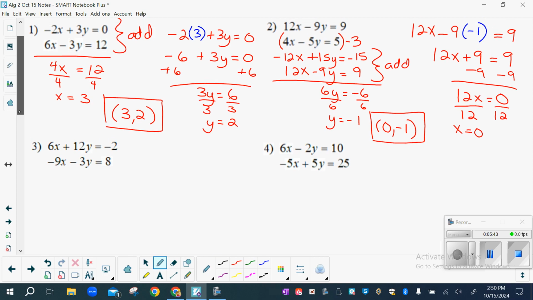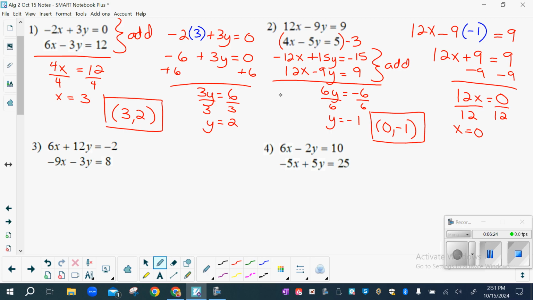I'm going to do the next one, and then I'm going to have you do a You Try. Why did I choose negative 3 times that one? So when I multiply this 4 by negative 3, I get a negative 12x. And then I can add the negative 12x and positive 12x and cancel. That's my goal. Yeah, good question.